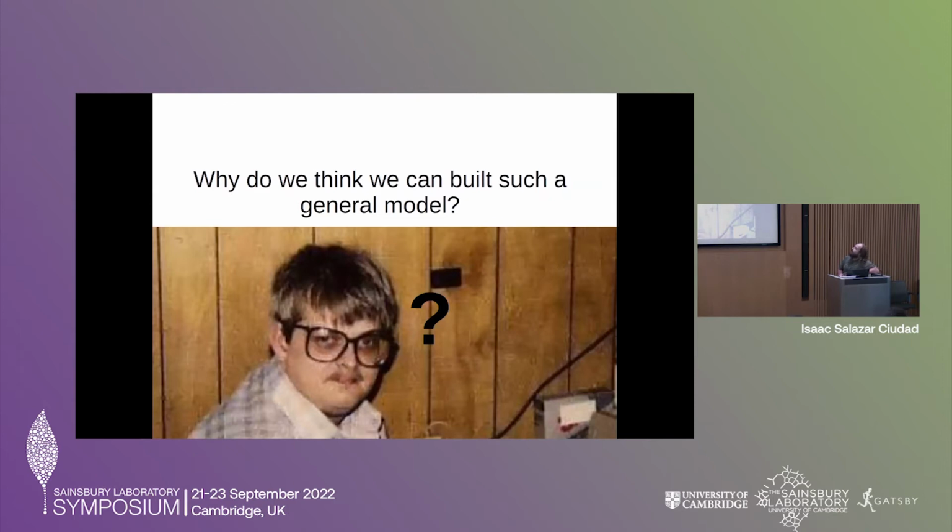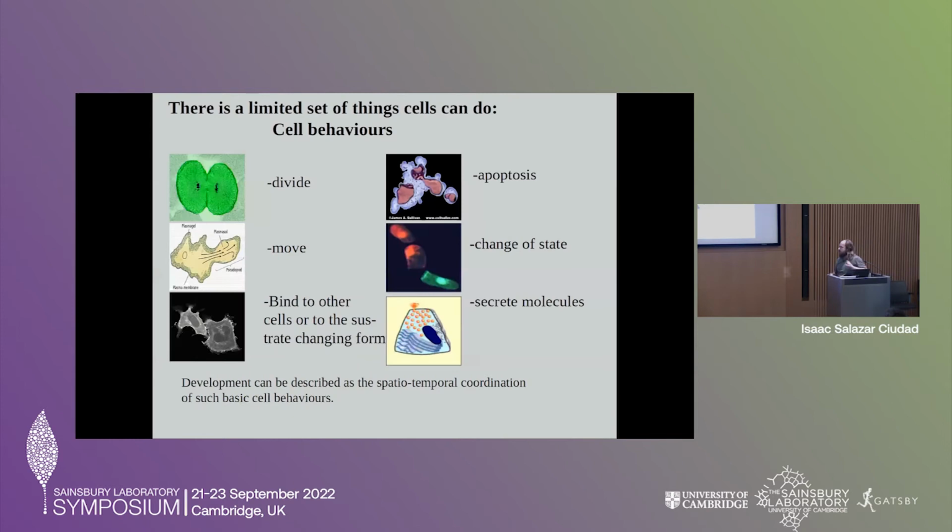Why do we think we can do such a model? That's the first thing we might ask. You may think, oh, these theoretical guys, they are crazy, they think they can do everything. Okay, so there is a trick. The trick is that development is very complex. There are all kinds of funny genes with funny phenotypes that are quite complex to understand and so on.